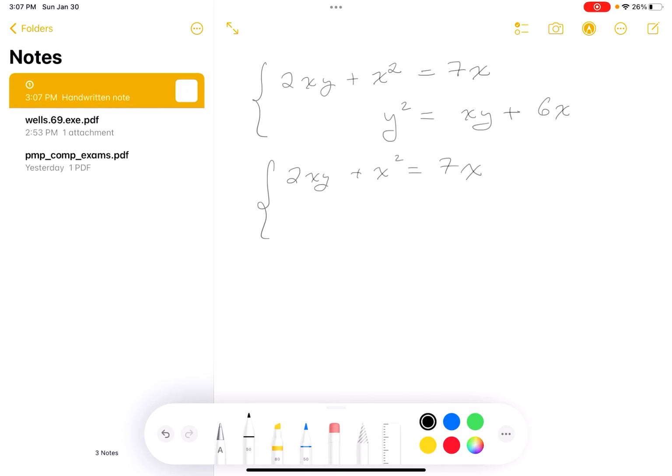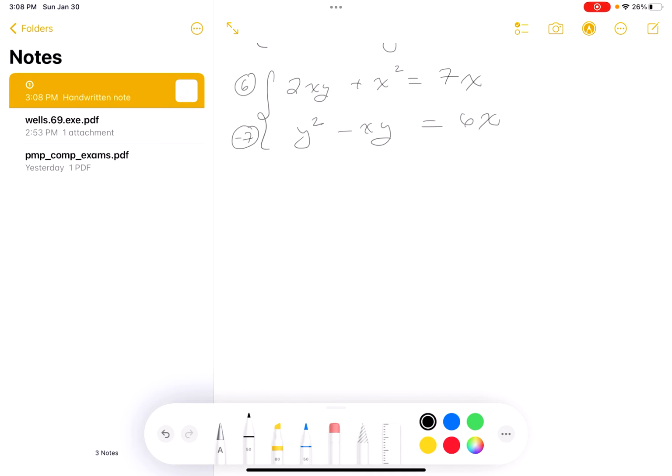And I can write the other equation down as y squared minus xy is equal to 6x. My goal is to get rid of the x's in the problem, 7x and 6x. The way I'm going to do that, I multiply the top equation by 6, and I'm going to multiply the bottom equation by minus 7. All right, let me go through that. I'm hoping it's going to be easy, but if it's a dead end, it's a dead end. I'll give it a shot. You get 12xy plus 6x squared equals 42x.